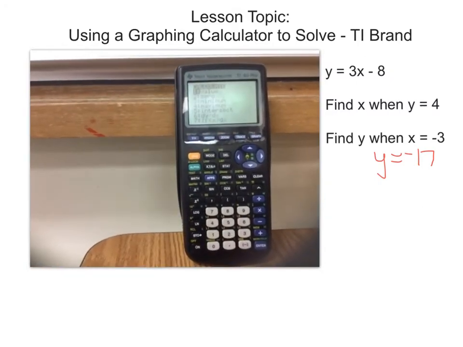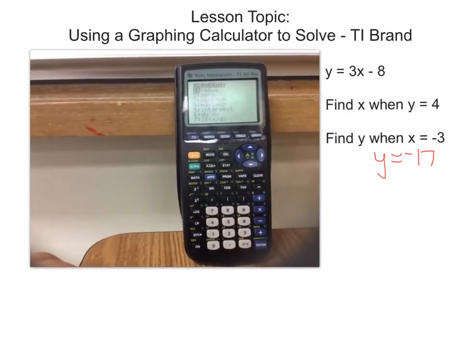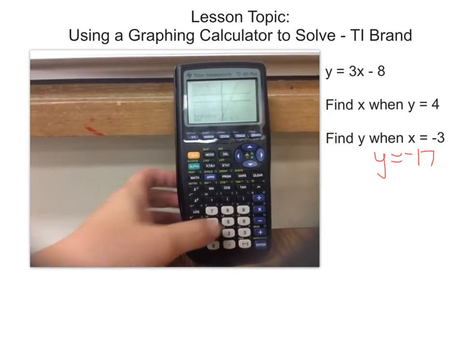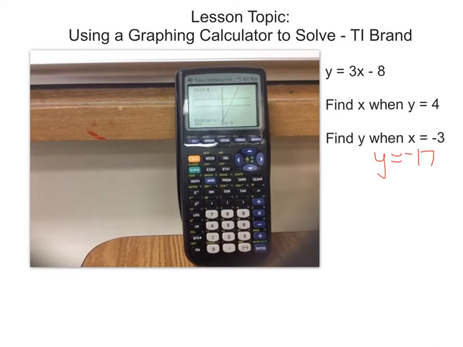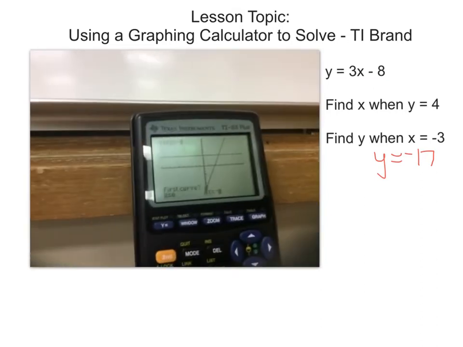So it asks us, what do we want to calculate? And the answer is we want to calculate the intersect, or the intersection. So again, we can go down to 5, or we can just hit the number 5, which I find to be easier. All right. Now this is the kind of strange thing about the TI brand. It's going to ask you a series of questions.